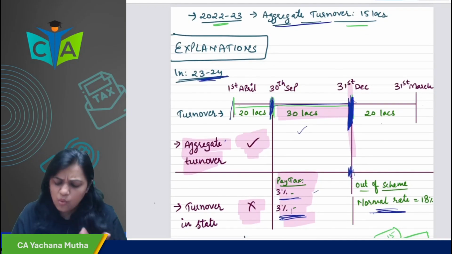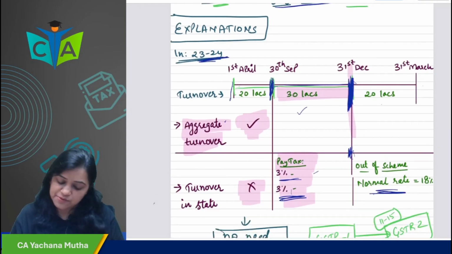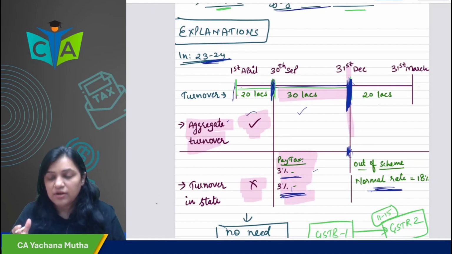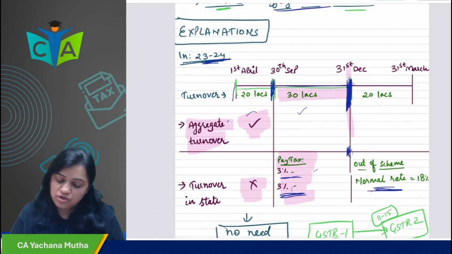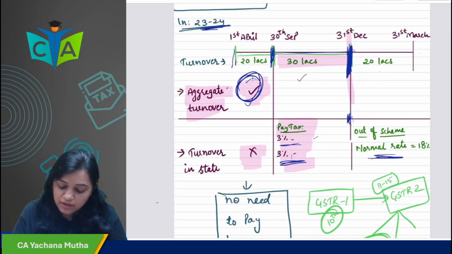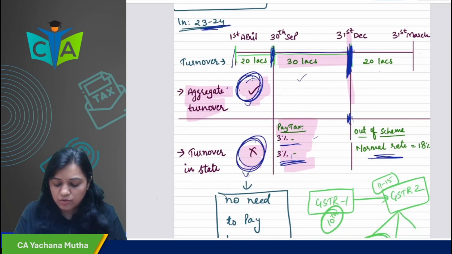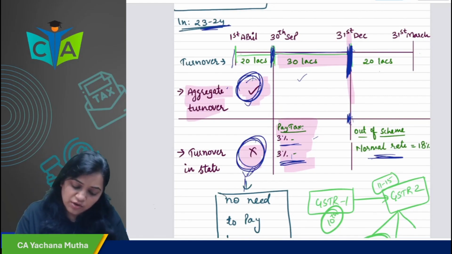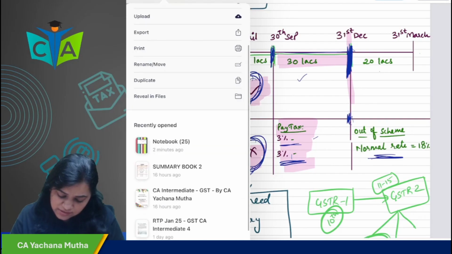So what does the explanation say? Very simple. The explanation says that the period from the 1st April till the date of registration will be included in your computation of aggregate turnover, but that turnover will not be included in your turnover in the state or union territory, because in this period you are not required to pay the taxes. So this is what the explanation says.